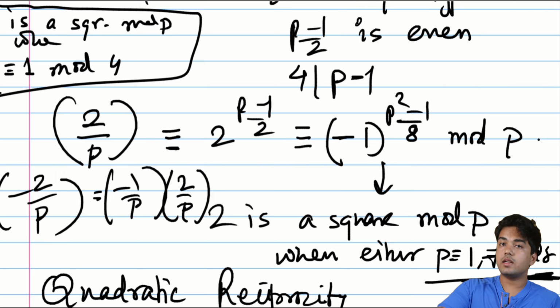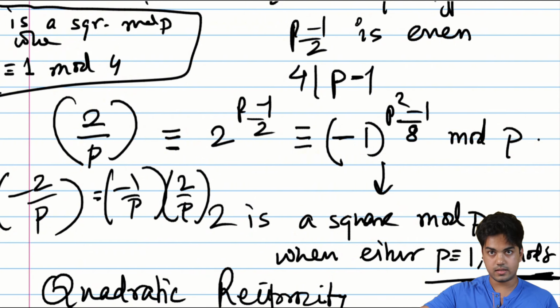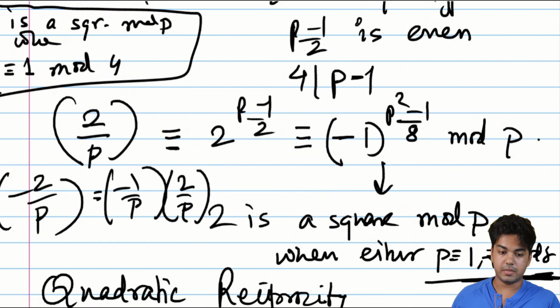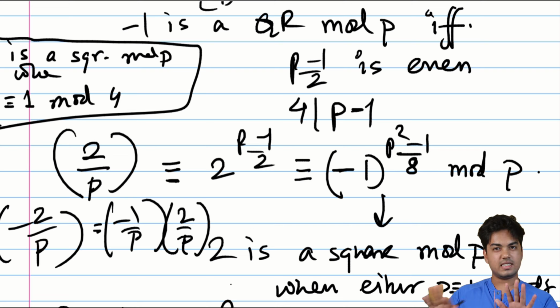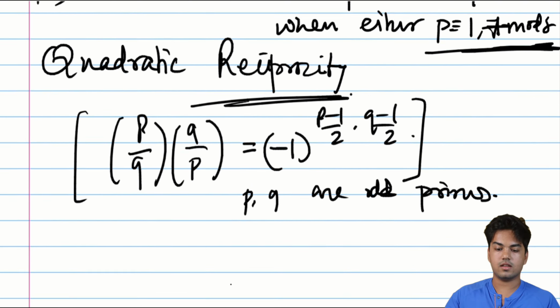So either both minus 1 and 2 are not quadratic residues, or both are quadratic residues. And you have a basic check, right? A mod 8 check actually. P congruent to 1 mod 4 implies P is either 1 mod 8 or 5 mod 8. So you have some basic checks that you can do, it's a very simple result then.